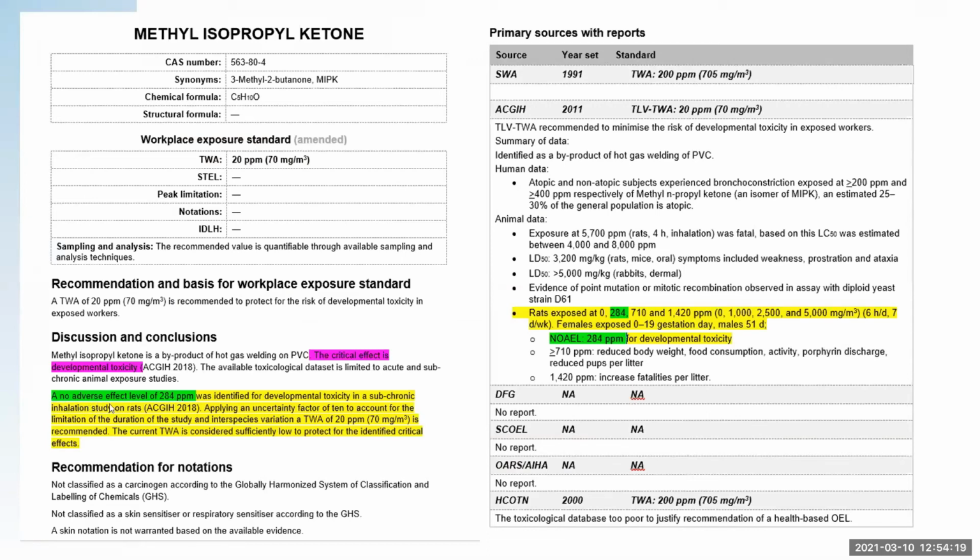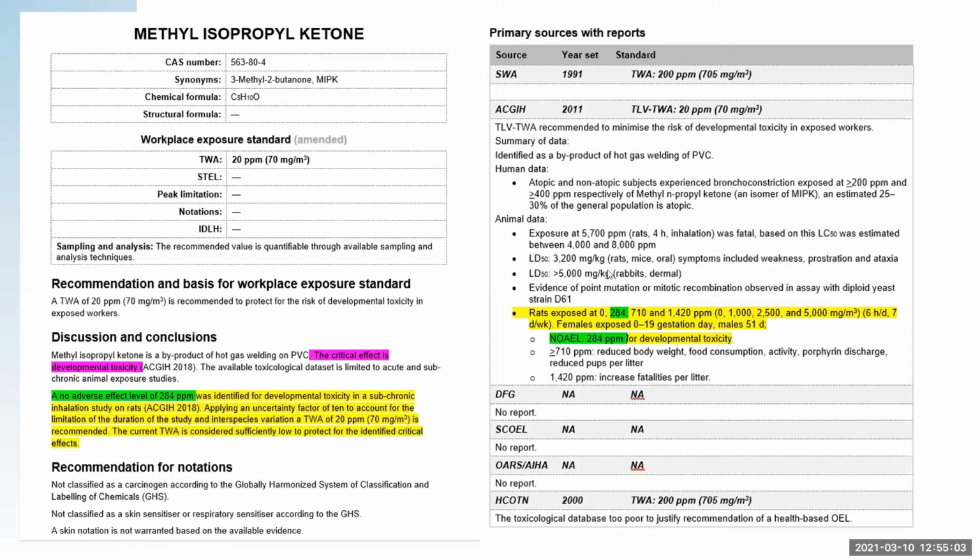The no observed adverse effect level of 284, which is in green here, was identified for development toxicity, which is a critical effect in purple, in a subchronic inhalation study on rats, and we got that information from the ACGIH. We applied an uncertainty factor of 10 to account for the limitation in duration, as it was a subchronic study, and interspecies variation. A TWA of 20 ppm, even though we were rounding down in this situation, was recommended. This was considered sufficiently low to protect against the developmental toxicity effect.